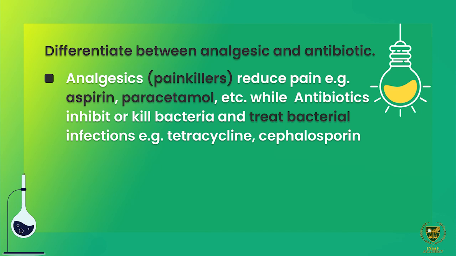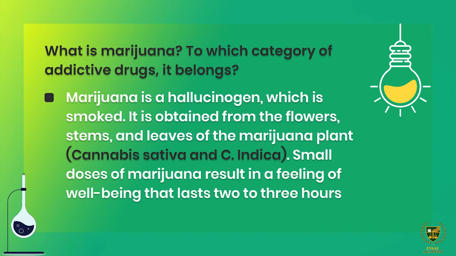Here is another question. What is marijuana? To which category of the addictive drugs does it belong? So, dear students, marijuana, which is also called hashish, is a hallucinogen which is smoked. It is an important MCQ. Mark it as an important MCQ. So, the hallucinogen which is smoked is marijuana.